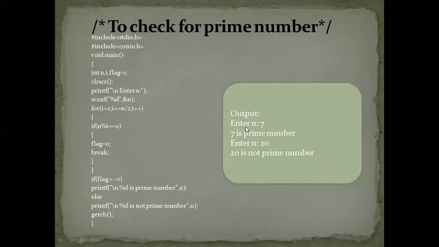Okay, because when you take 7 mod 2, you're going to get a remainder 1. So that is why 7 is a prime number. When you take 20 mod 2, okay, the remainder you're going to get is 0. That is why 20 is not a prime number.